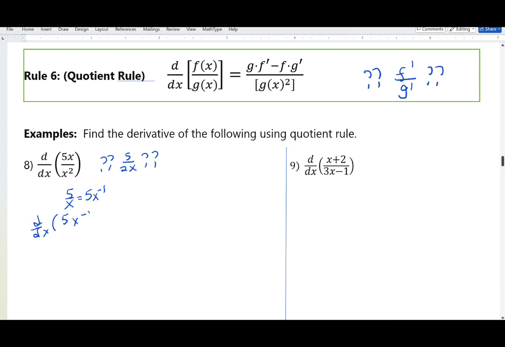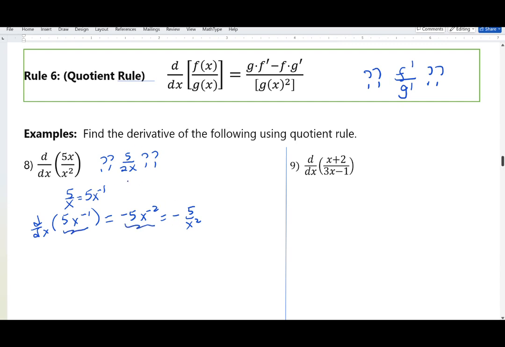5 times x to the negative 1, because we already know how to take derivatives of x to a power, right? So when we do that, you bring the power down, so you get negative 5, subtract 1 from the power of x, it'll be x to the negative 2. We'll get negative 5 over x squared. Okay, so this we know is the correct answer because we have reduced it to a single term. We know how to take the derivative of a single term. The answer should have been negative 5 over x squared.